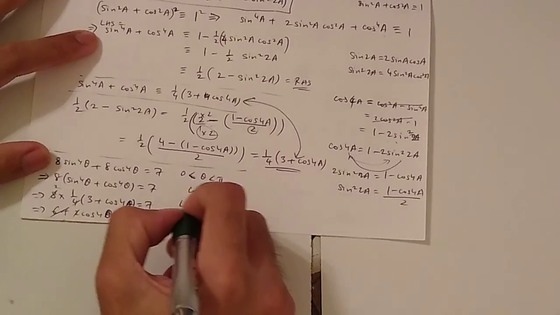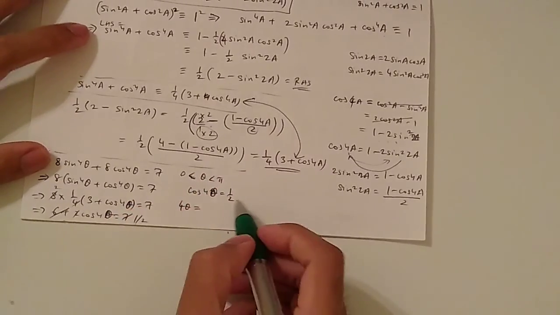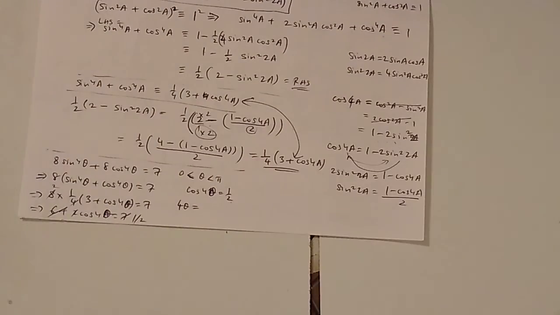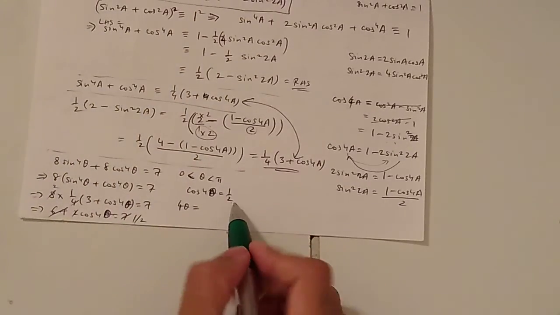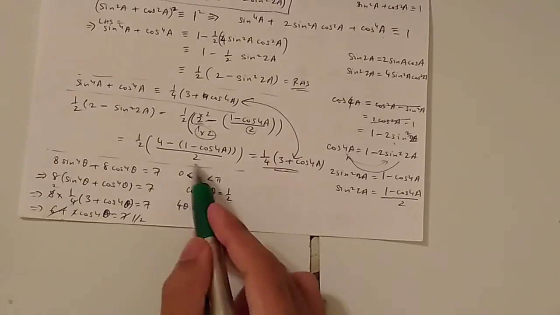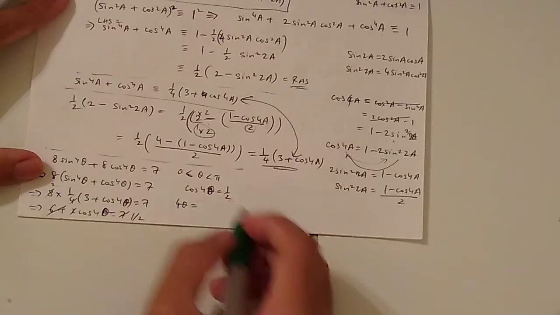Now what is 4 theta? 4 theta is equal to the inverse cos of half. Okay, and half is the cosine ratio for 60 degrees, which over here, since you have the answer in radians, is going to be pi by 3.